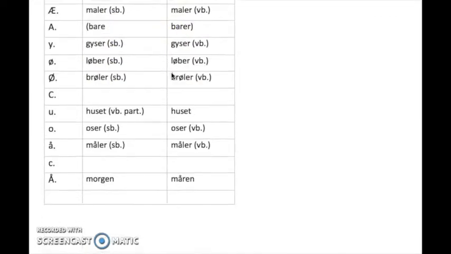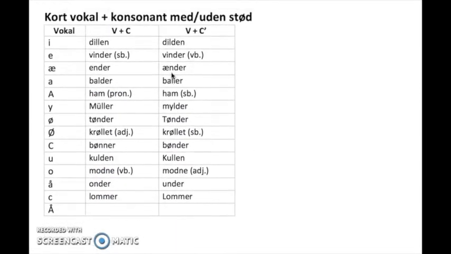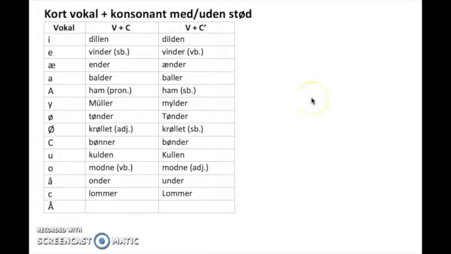And here we have a short vowel with a consonant, with or without the emphasis. So this is without and this is with. This is what this little sign means.